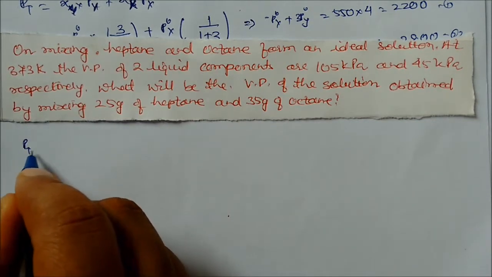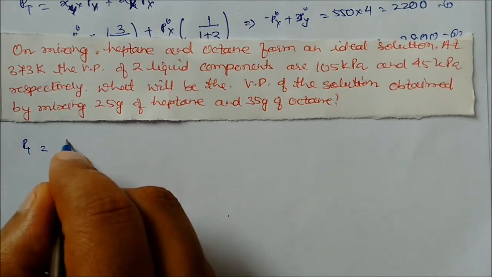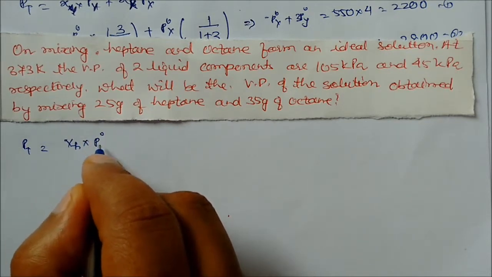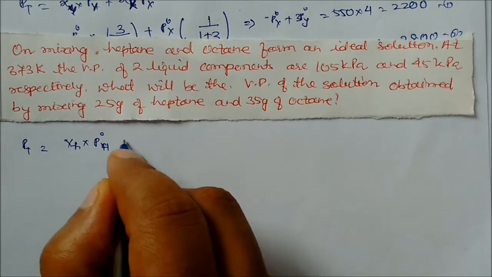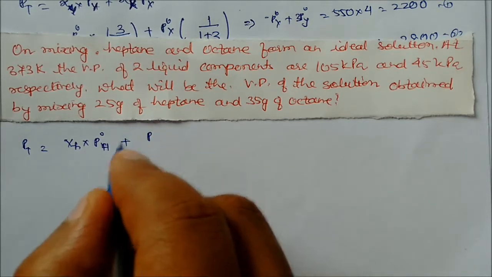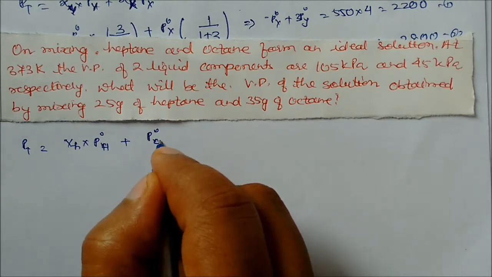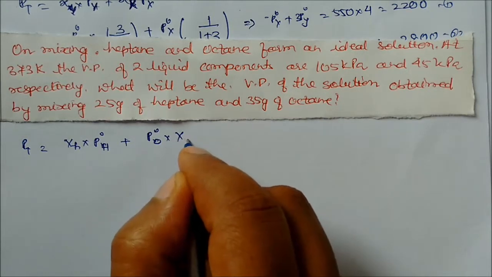So the same formula P total we can use here. Mole fraction of heptane into vapor pressure of heptane in its pure state, plus mole fraction of octane multiplied by the vapor pressure of octane in its pure state.